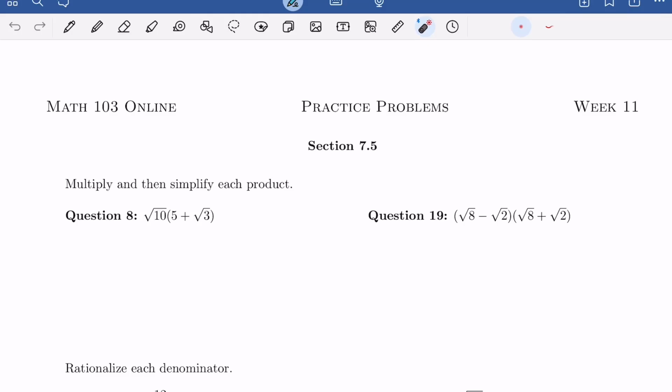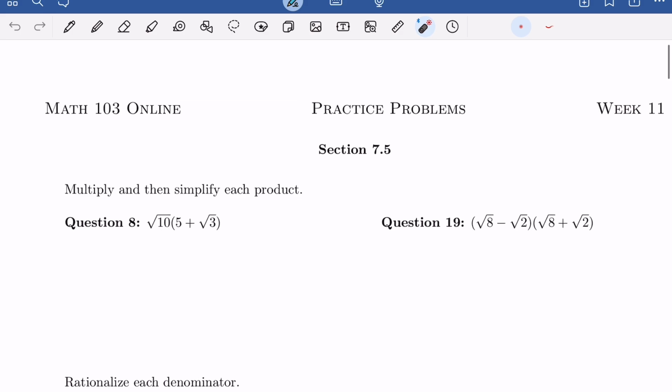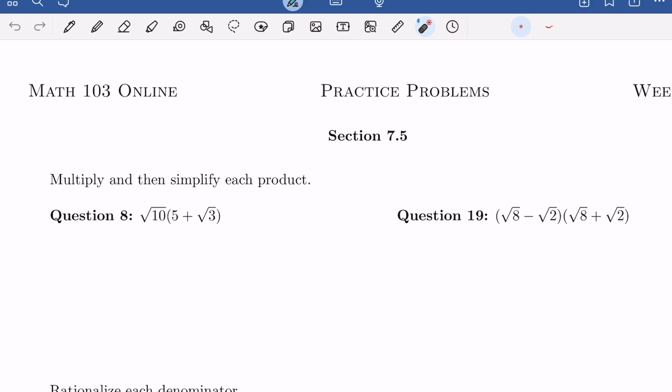In this video, we're going to go over some practice problems on the material covered this week. And so we'll start with section 7.5 here. So in these first two questions, what we want to do is simplify each product. So for question 8 here, we're simplifying the square root of 10 times this binomial in our parentheses here.